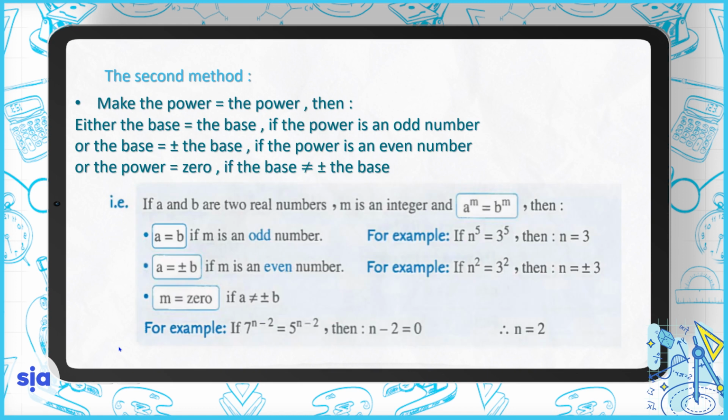If a and b are two real numbers, m is an integer, and a power m equals b power m, then a is equal to b if m is an odd number, or a equals positive or negative b if m is an even number, or m equals 0 if a is not equal to positive or negative b. And as you can see the examples in front of you on the screen.